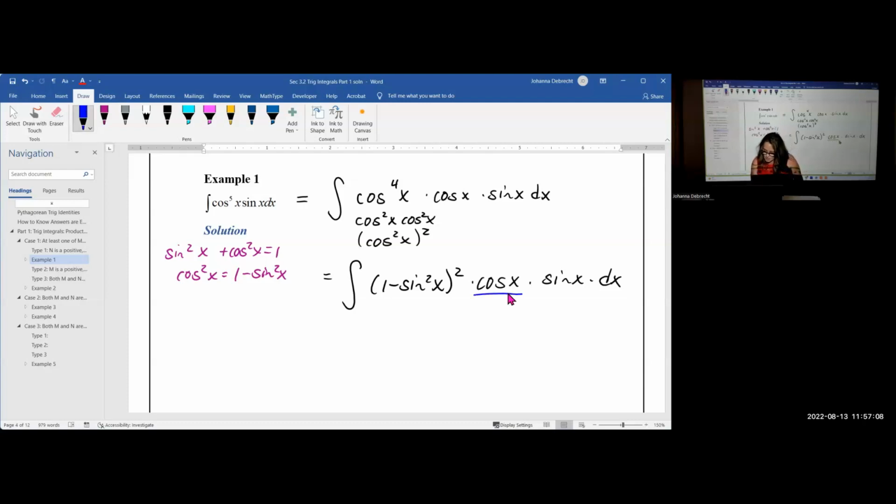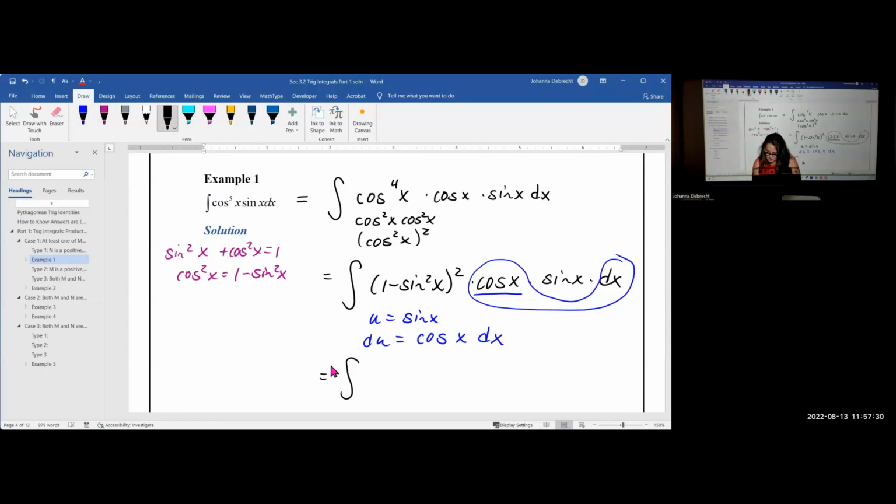My one that I pulled off is going to be part of du. So my u is going to be sine of x, and my du, abusing the notation and swinging the dx around, is going to be cosine of x dx. So this part right here becomes du. And then I can rewrite what I have in the integral.